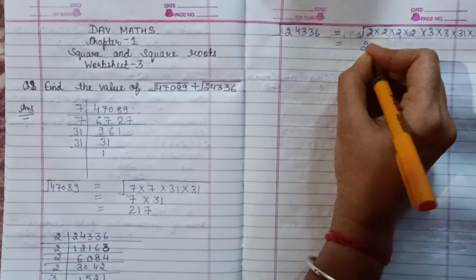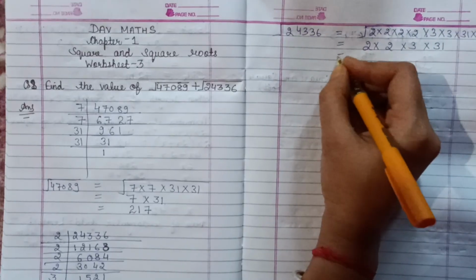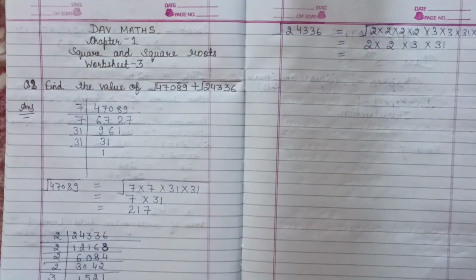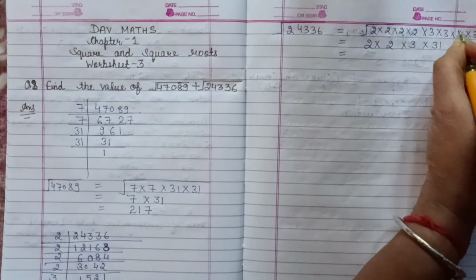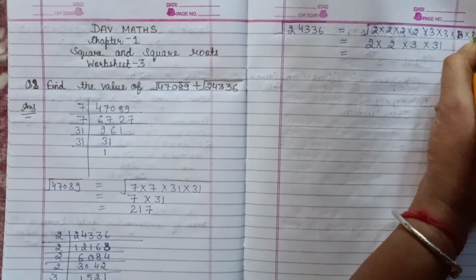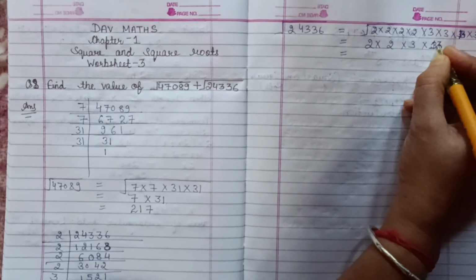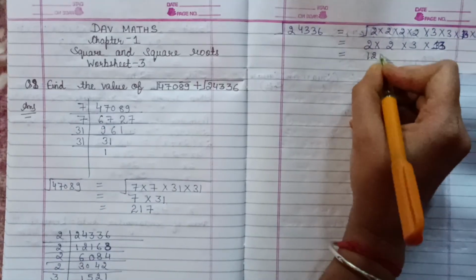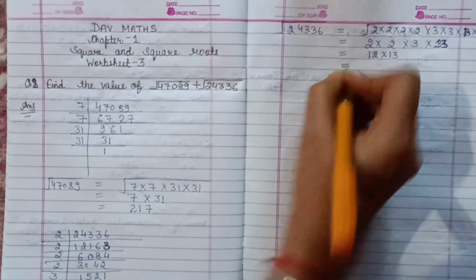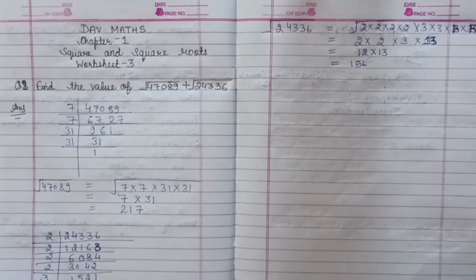So I write here 2 multiplied by 2 multiplied by 3 multiplied by 13. 2 twos are 4, 4 threes are 12 and 12 multiplied by 13 is equal to 156.